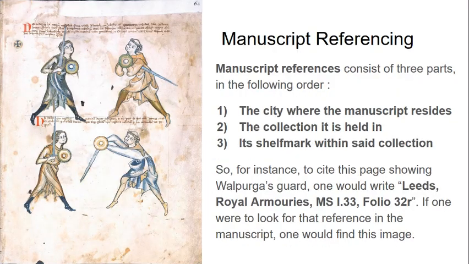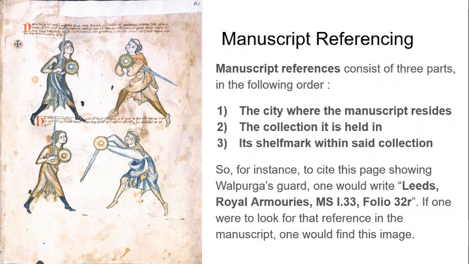So let's go on and look at how you do this. So here's how you reference a manuscript. Manuscript references consist of 3 parts in the following order, not including the folio reference. The first part is the city where the manuscript resides, because cities are more stable than geographic locations. So if you have cities in certain parts of Germany and France, like Cologne or something, which historically have changed ownership at various points in history, you'd have to keep changing the title of the manuscript if you named it after the country.